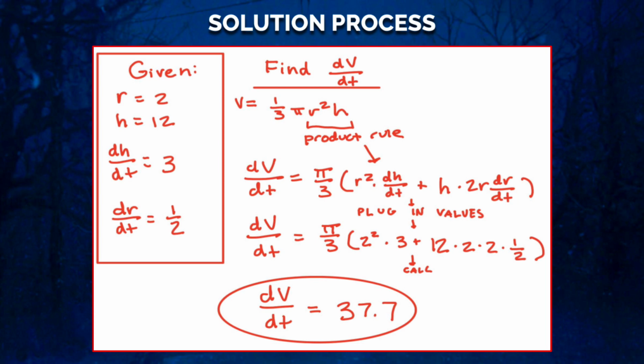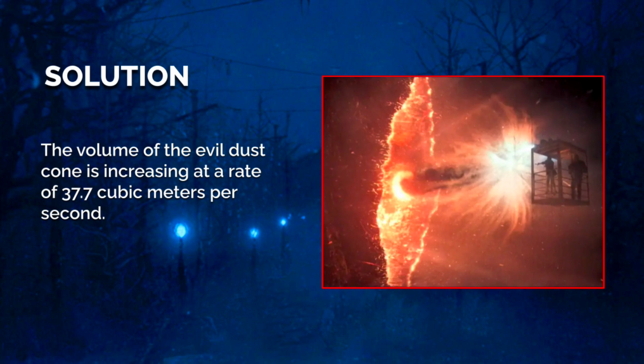So we'll move our constants to the left, and then use the product rule to find the derivative of those two terms on the right, and that'll give you the equation for dV/dt. Then we'll plug in all of our values that were given, and that should give us the solution, which is that the volume of the evil dust cone is increasing at a rate of 37.7 cubic meters per second.